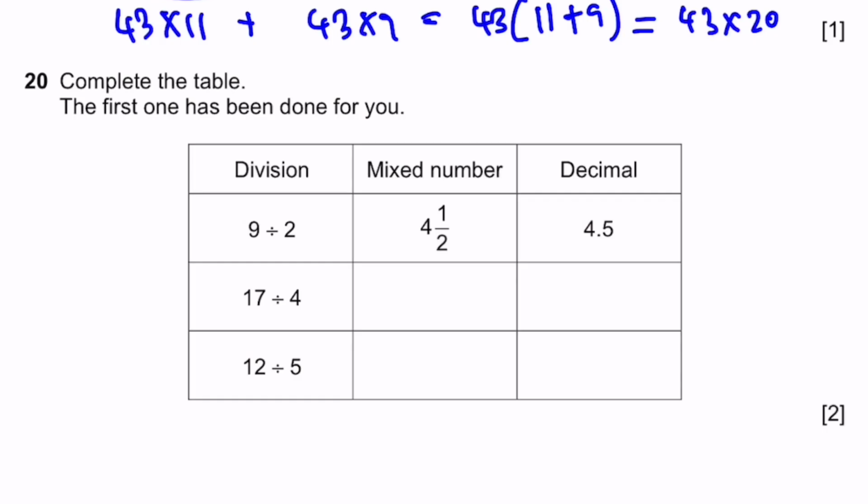Question 20. Complete the table. The first one's been done for you. The division 9 divided by 2 gives the mixed number 4.5, decimal 4.5. 17 divided by 4 gives 4 and a quarter, and gives a decimal 4.25. 12 divided by 5 gives a mixed number 2 and 2 by 5, and it gives the decimal 2.4.